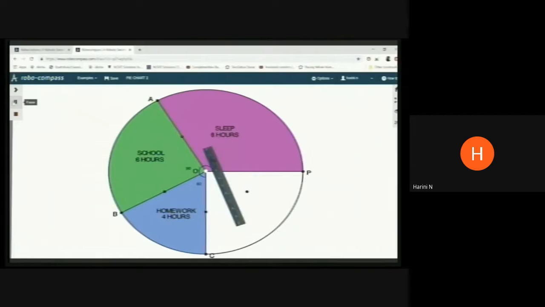So that's drawing the next radius that I will be locating as the point of intersection between the circumference and the radius. Locate it there and mark it as D. So OC and OD, the angle between them, you will write it as 60. Once the sector is ready, you know what you have to do. Shade it, label it as the play time and say that is equal to 4 hours.